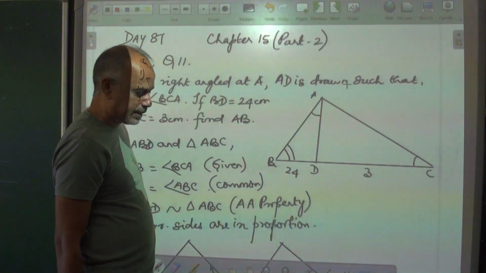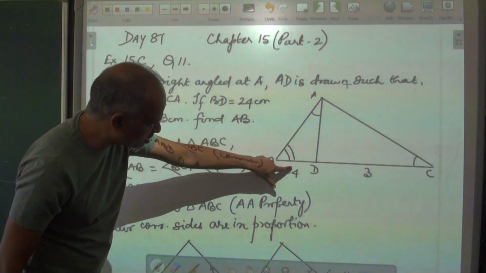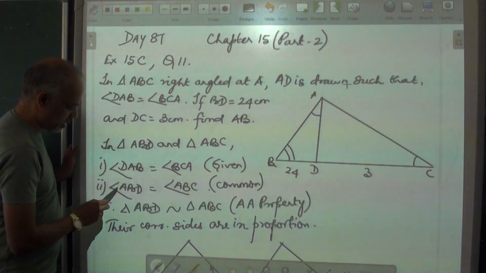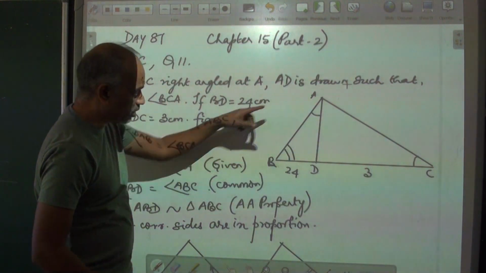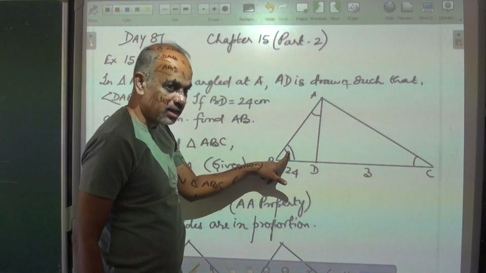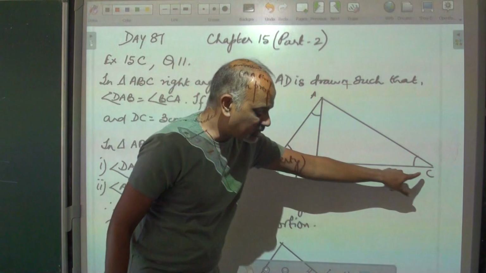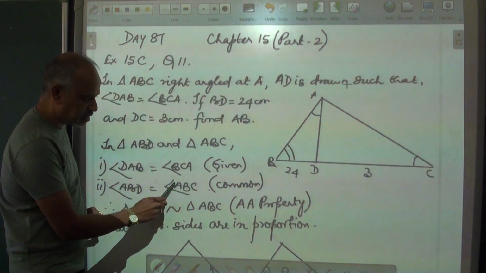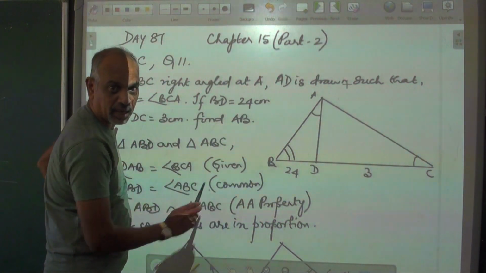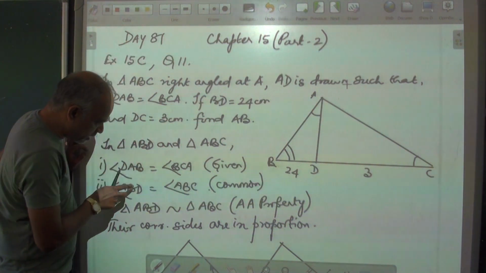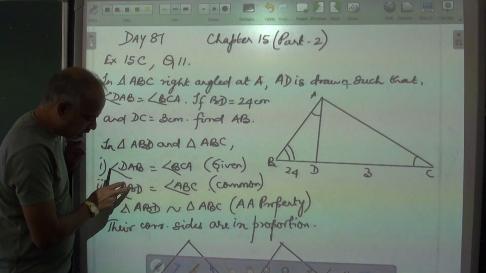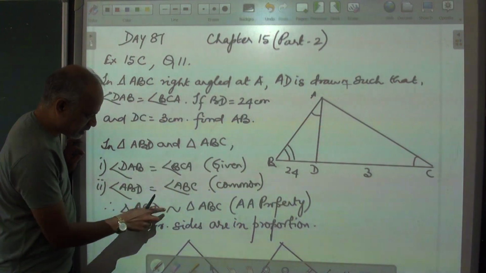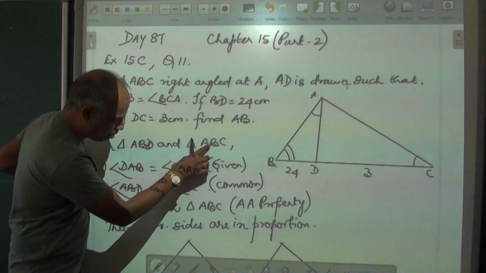So the reason is given. The second one that we marked was this. For the smaller one, it is angle ABD, equal to, for the bigger triangle, angle ABC. Both are the same angle, therefore the reason is common angle. So two corresponding angles are equal, therefore the two triangles are similar. Therefore triangle ABD is similar to triangle ABC.